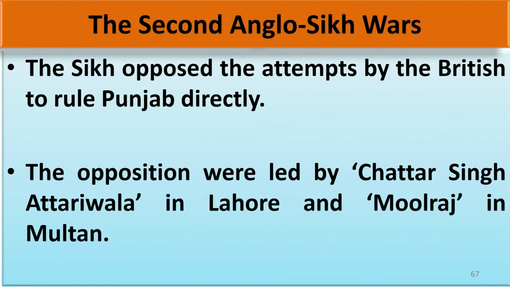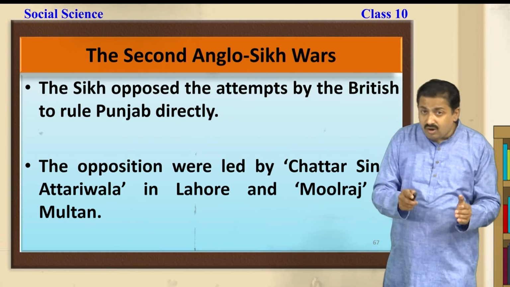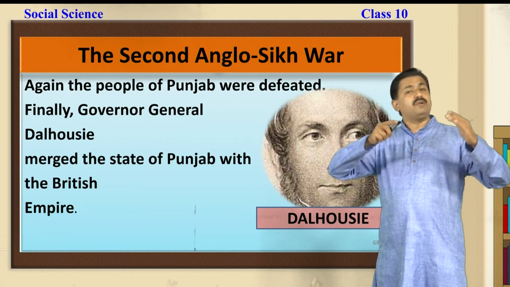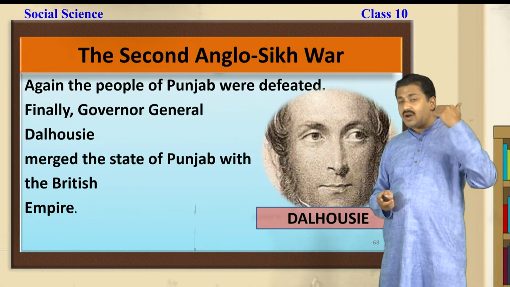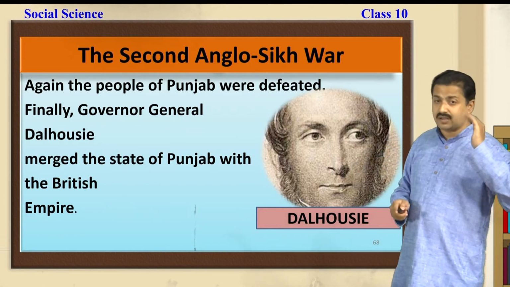The subordinates of the Sikh kingdom, by name Chattar Singh Atariwala in Lahore and Mulraj of Multan, rebelled against the British. This is called the Second Anglo-Sikh War. But you know very well, the British were all powerful. Dalhousie led the British army and completely suppressed the subordinates of the Sikh kingdom.